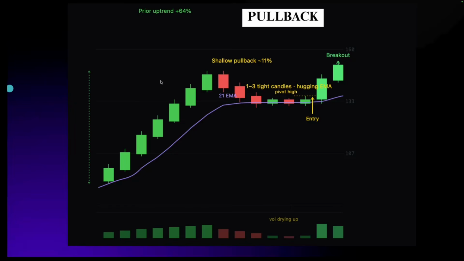Now the first thing I want to talk about is what a pullback is. If you see my screen, a pullback basically means a stock retracing after a big, strong up move. Let's say this is the stock which moved very nicely, had a prior uptrend of let's say 60-40% in this example. The stock started pulling back. And why did the pullback happen? Because a lot of traders who had made money in this zone would want to book profit because the stock is extended, and hence we want to see the stock coming back slowly and steadily to its EMA.